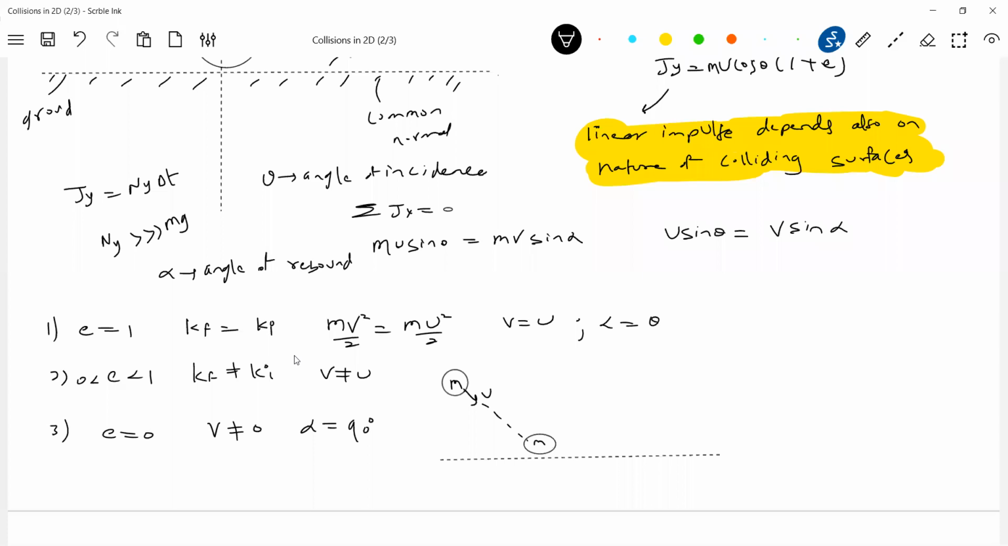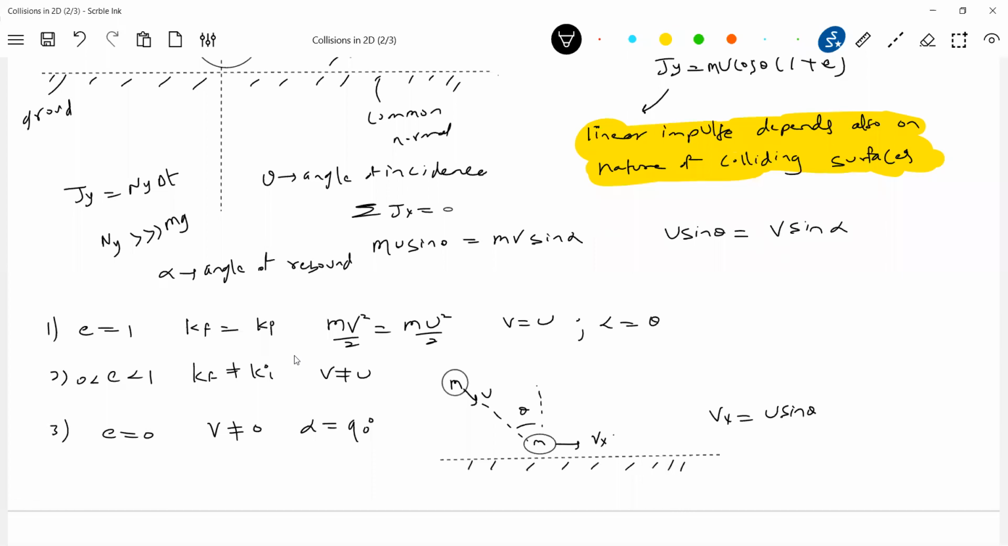After collision, it will move with a speed u sin theta. The component of velocity along the y-axis will become 0. So this you write Vx. What is Vx equal to? U sin theta. It will not get stuck to it. It will move on the surface, with e equal to 0.